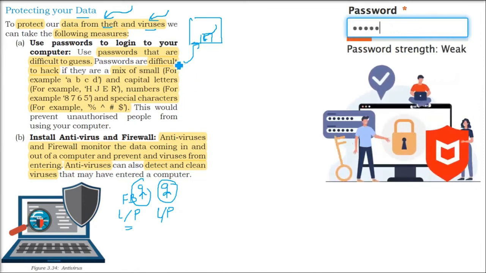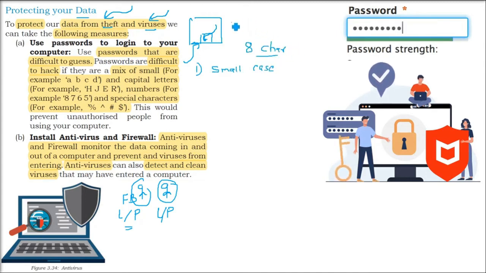What do you have to do? First thing, there are certain things before that. Minimum 8 characters you have to use. Maximum it can be anything, but minimum 8 characters. Why 8 characters? Because there are certain programs which use brute force technology, and they can just get hold of your password in no time. They can break that password. Normally we use our name, our kid's name, our pet's name. So 8 characters minimum. Use the small case.